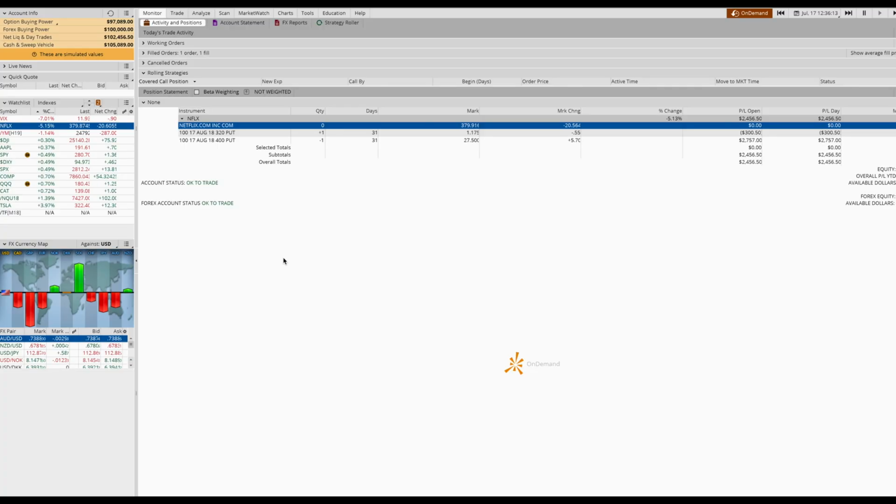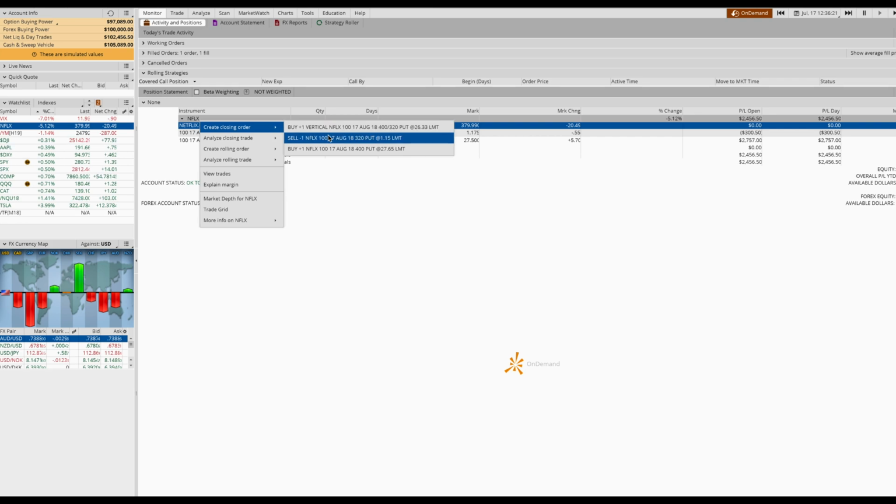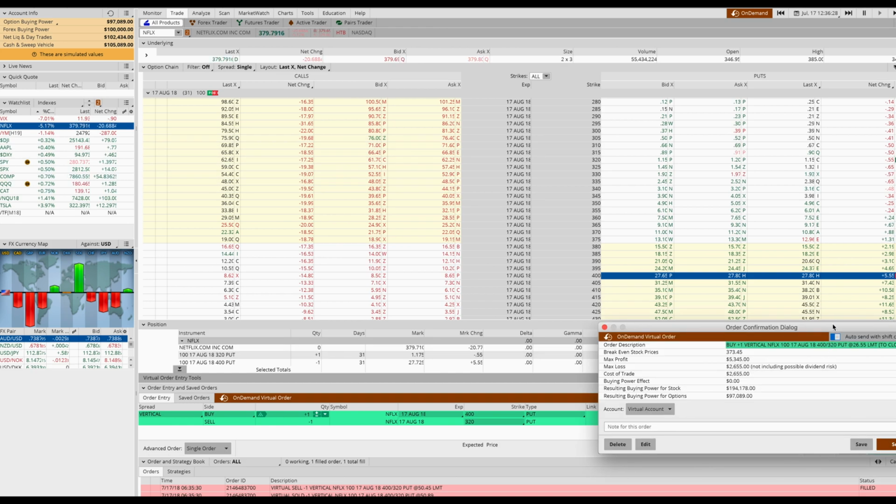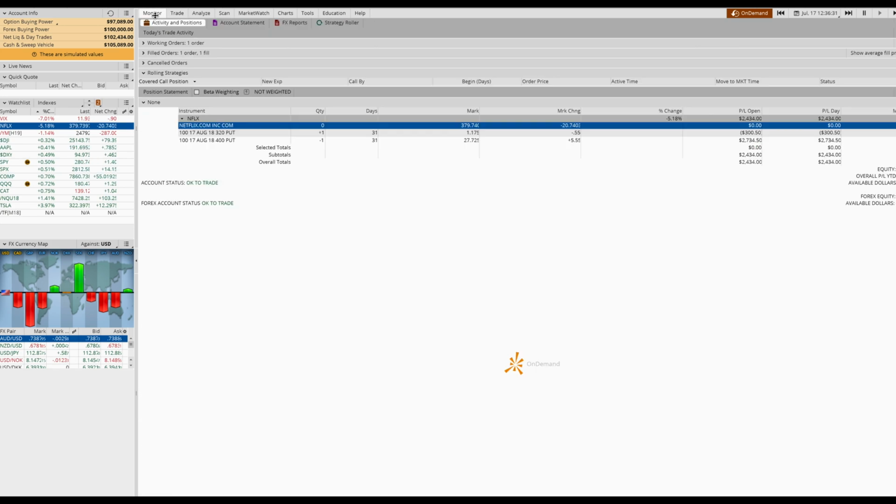Okay, so I am back and it is now 12:36 p.m. same day. We're going to close the trade. So I'm going to buy it to close. I'm going to left click and then create closing order. We're going to buy it to close because we sold the vertical put to open. So I want to buy it to close at the lowest possible price, confirm and send. As you can see, our P&L for the day was $2,434. So that is pretty much a day of mine from start to finish: how I look for the trade, open it, and close the trade for the day.